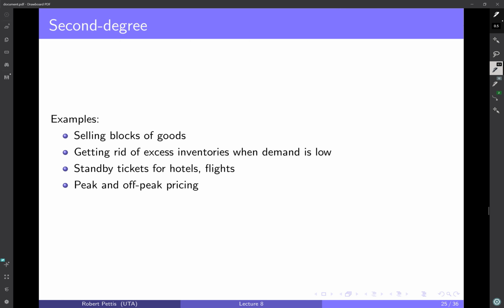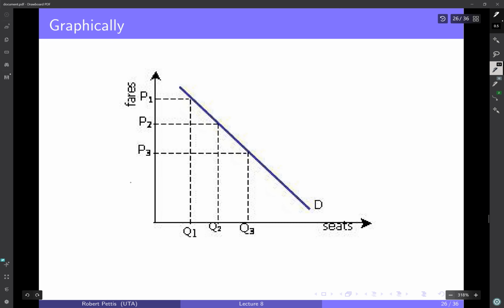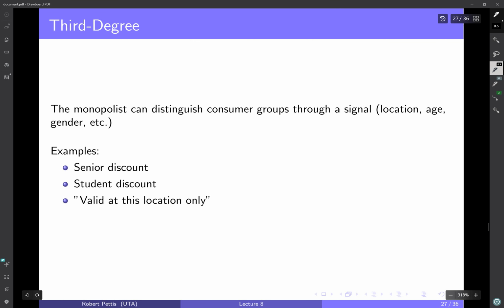So second degree, again, this is just kind of volume discount, so selling blocks of goods. There could be other ways you can self-select, such as standby tickets, peak and off-peak pricing. If you have chosen your electric company, some of them may have peak and off-peak pricing, so based on the time of day, how much you're using, they might charge you different rates, things like that. Okay, and we'll skip past that.